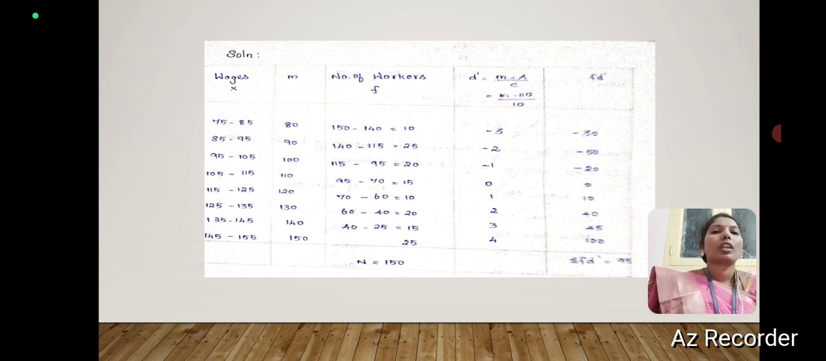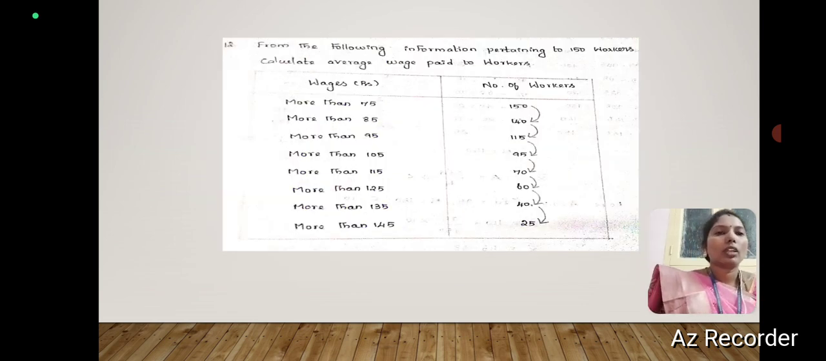The wages x are 75 to 85 and 85 to 95. In the same way, the last class is 145 to 155. The midpoints are calculated in the same way, with the formula upper limit plus lower limit divided by 2, and then the number of workers f. In the more than type, we calculate the number of workers in a decreasing way: 150 minus 140, 140 minus 150, 115 minus 95, and 95 minus 70. In this way we get the frequencies.